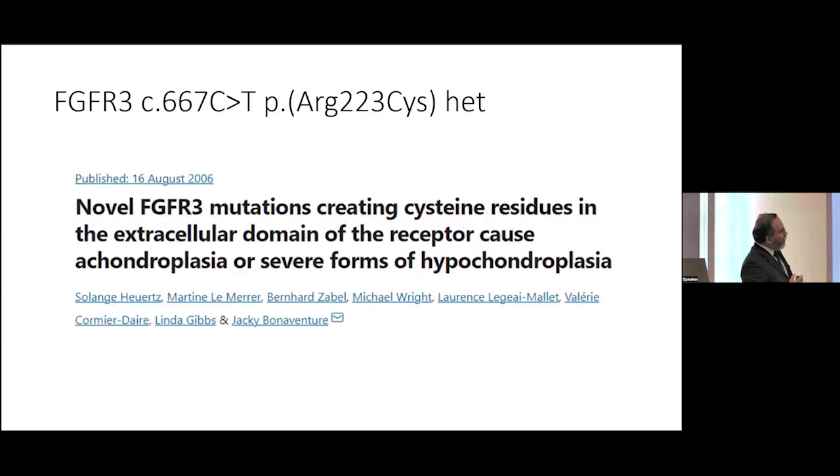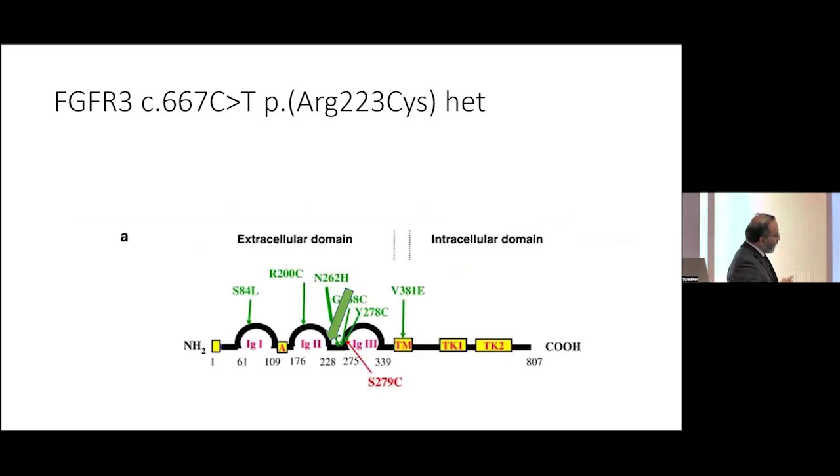So years go by, and this paper gets published: novel mutations in cysteine residues in the extracellular domain of the receptor cause achondroplasia or hypochondroplasia. So we went back and looked at that particular variant, and it was here. The green arrow shows where this patient's mutation was, and the clustering of other mutations causing hypochondroplasia.